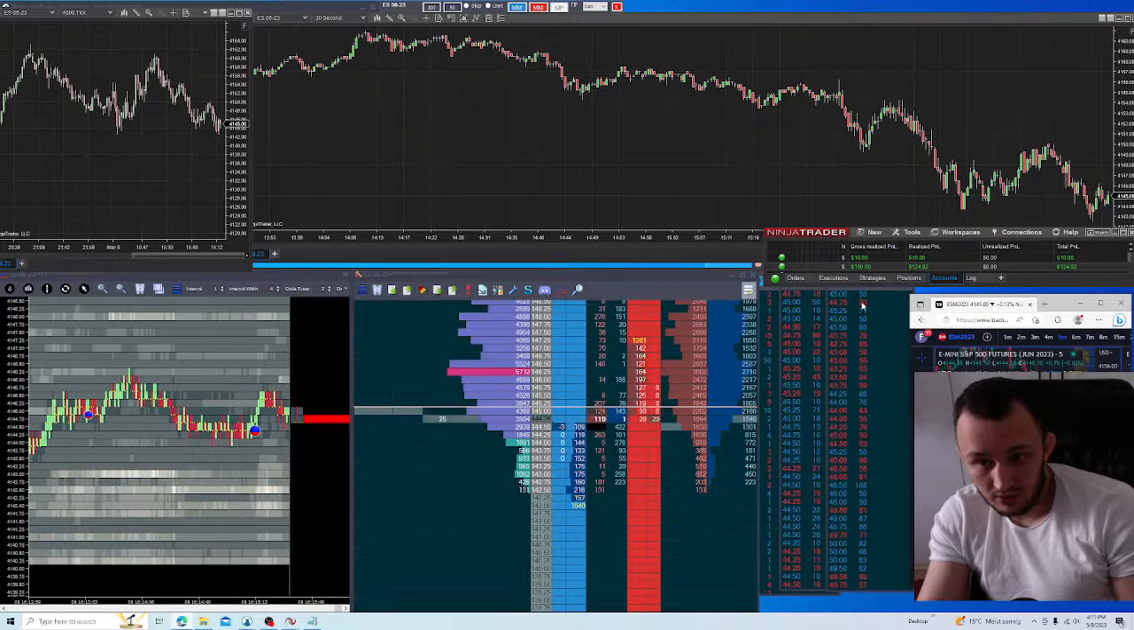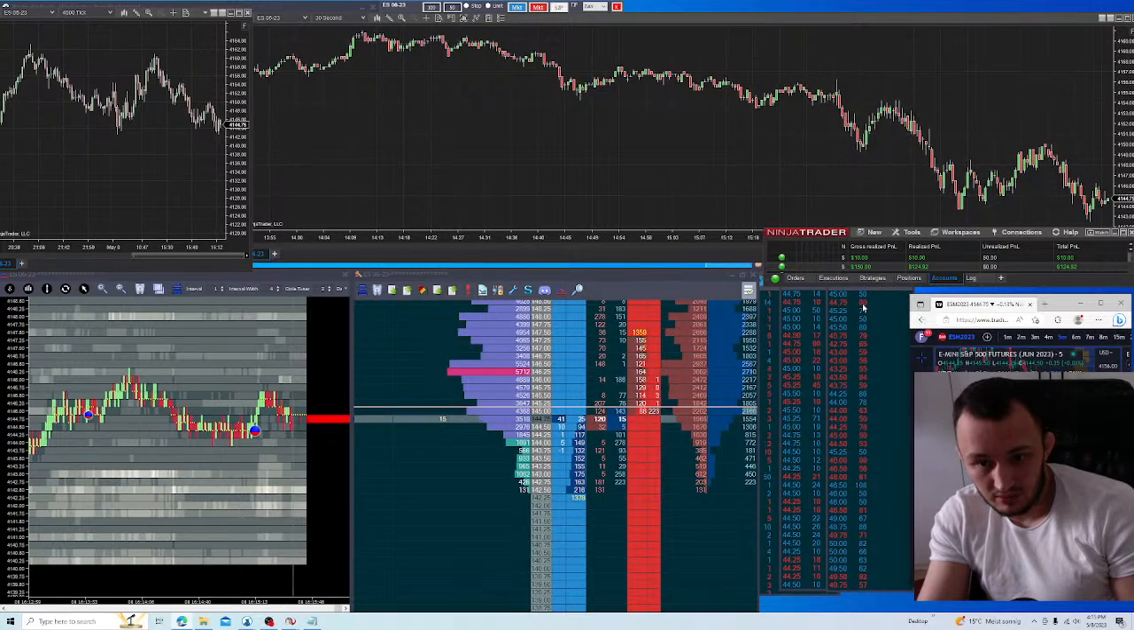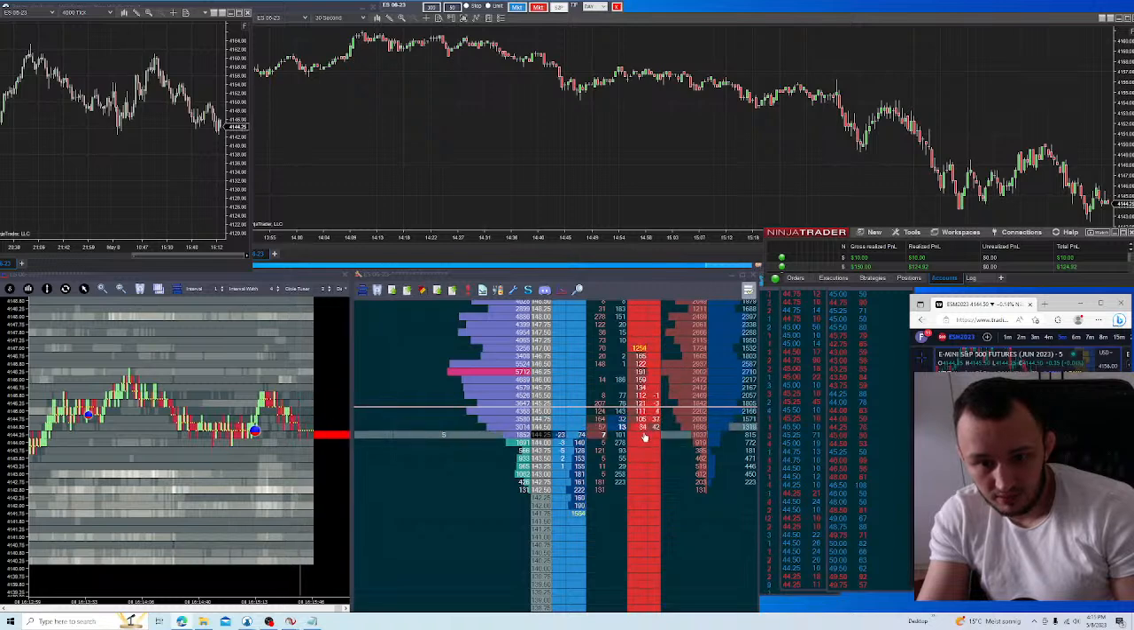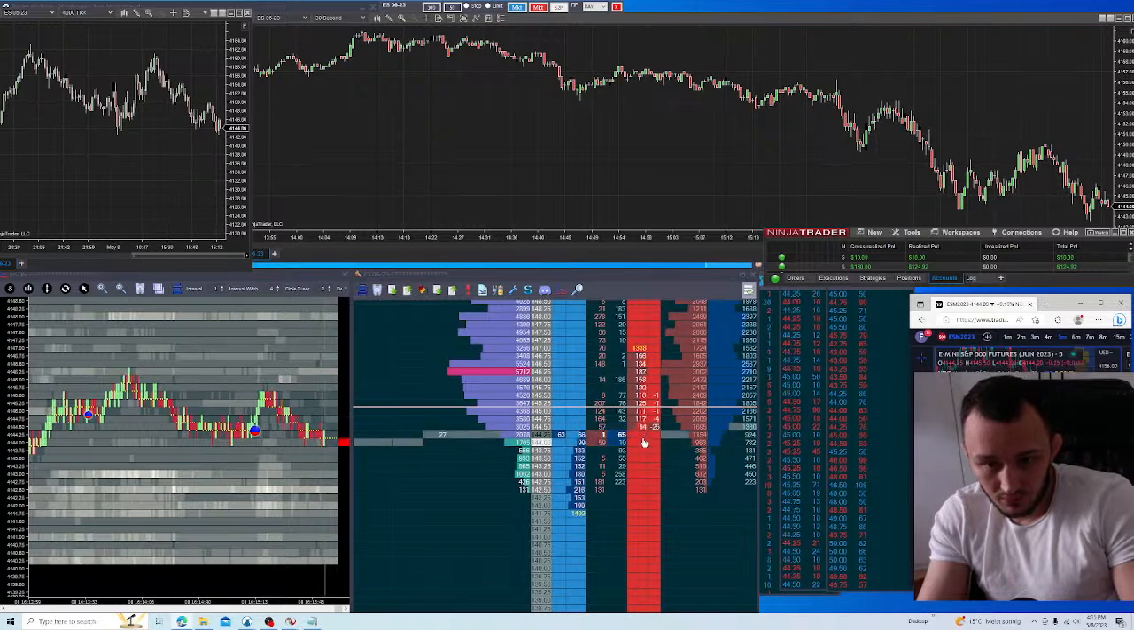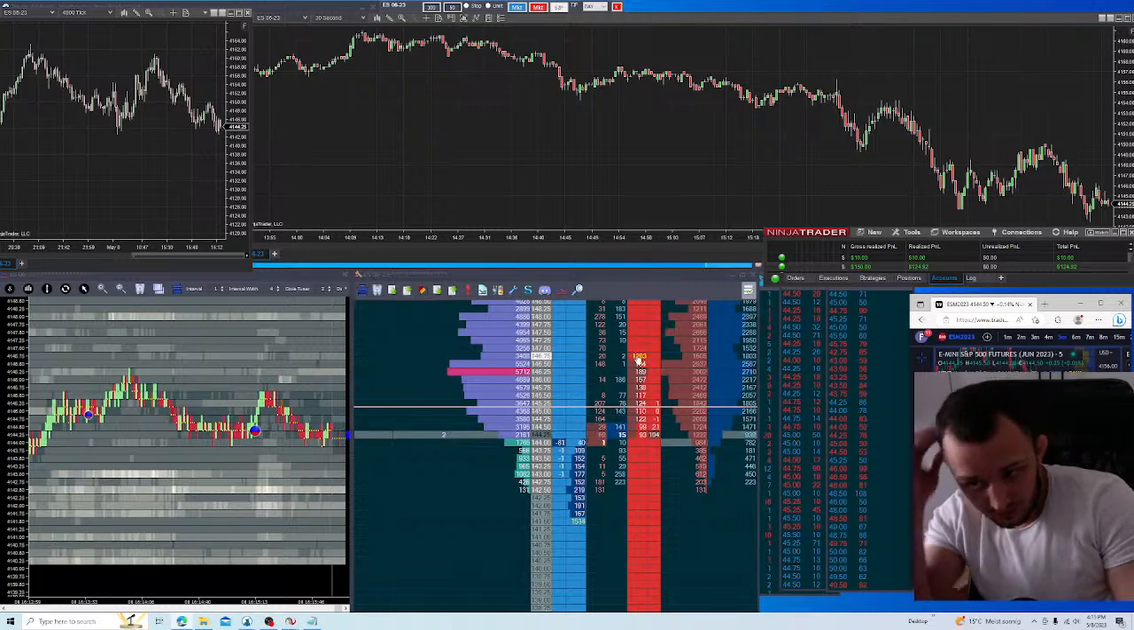Now this is interesting. Now bigger sellers are stepping up again. Now you could potentially short here. Thinking about shorting. But I really would love to see it come back up here.